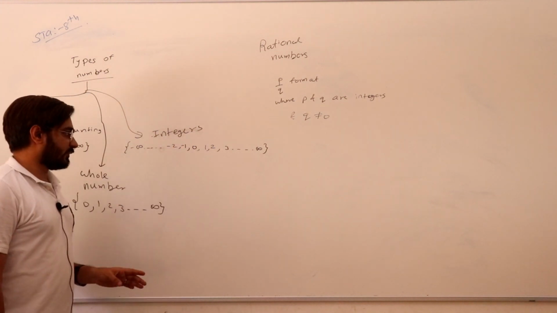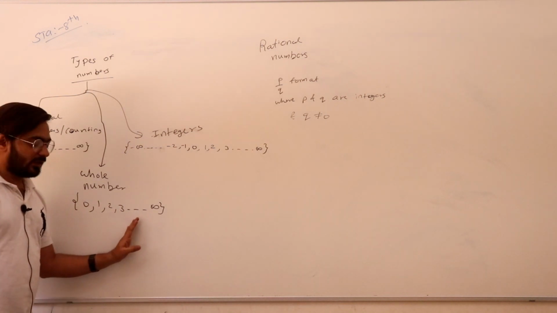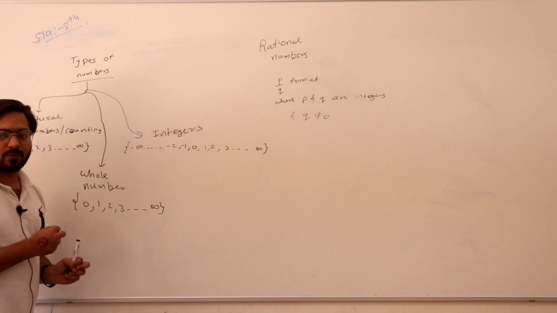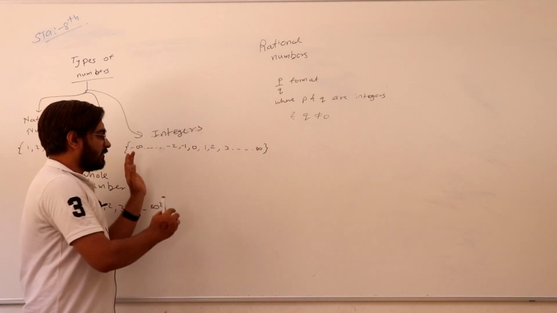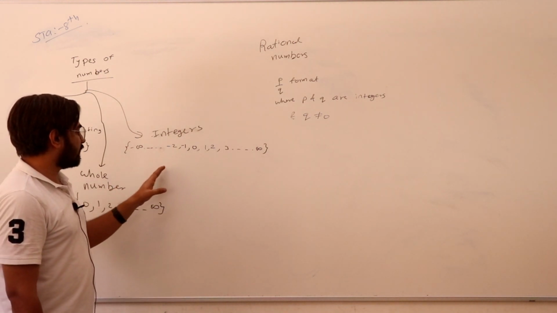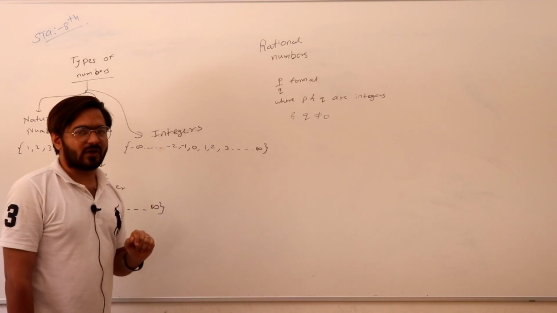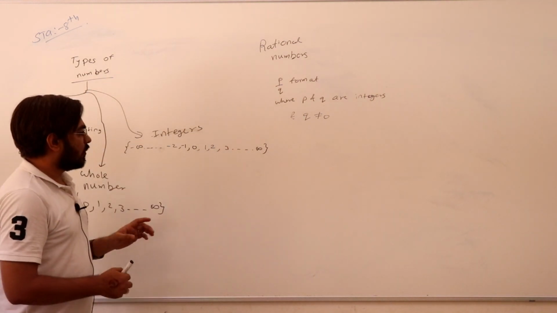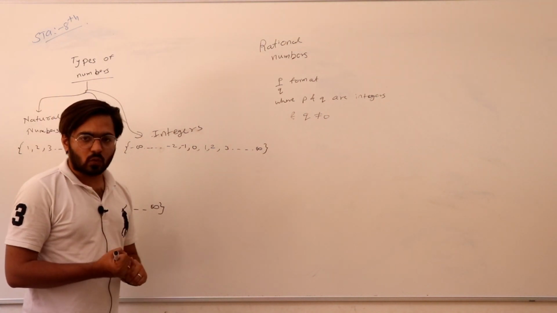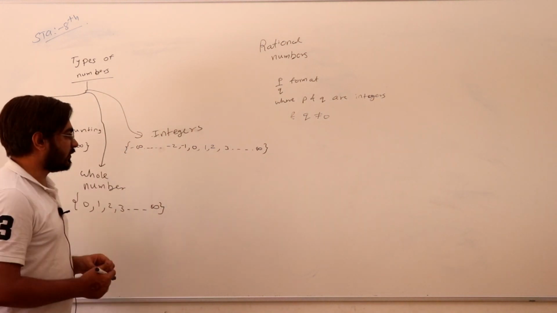Then come integers. In the set of whole numbers, if we add negative numbers, then that whole set is called integers. Integers start from minus infinity and go up to plus infinity. So all the positive numbers, all the negative numbers and 0 constitute the set of integers.